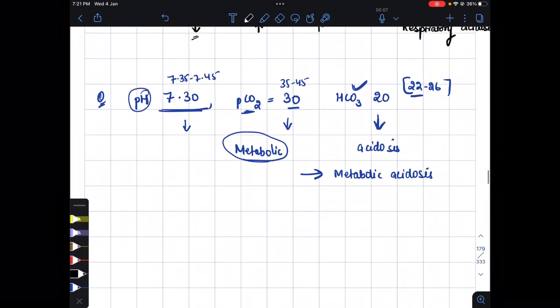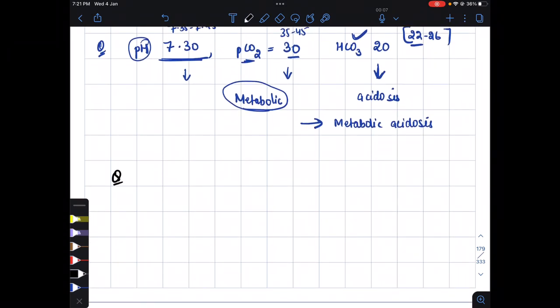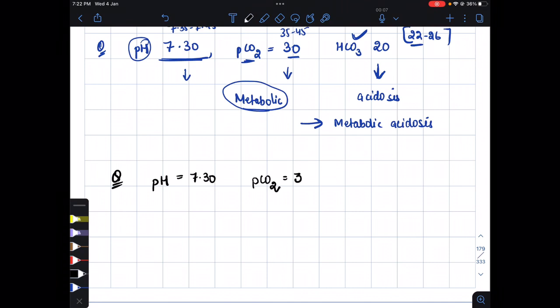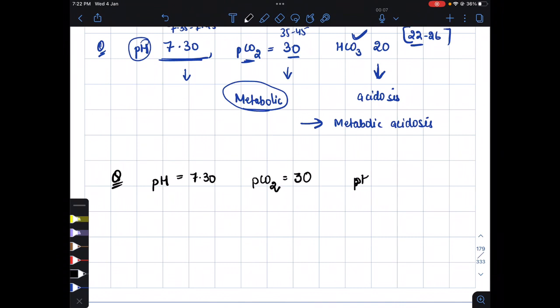So for now I will give you one question. Please solve it and answer in the comment section. So here pH is suppose 7.30 and the partial pressure of CO2 is, suppose, 30, then bicarbonate level is, suppose, 20. So now please check whether it is a respiratory or metabolic case, whether it is acidosis or alkalosis.